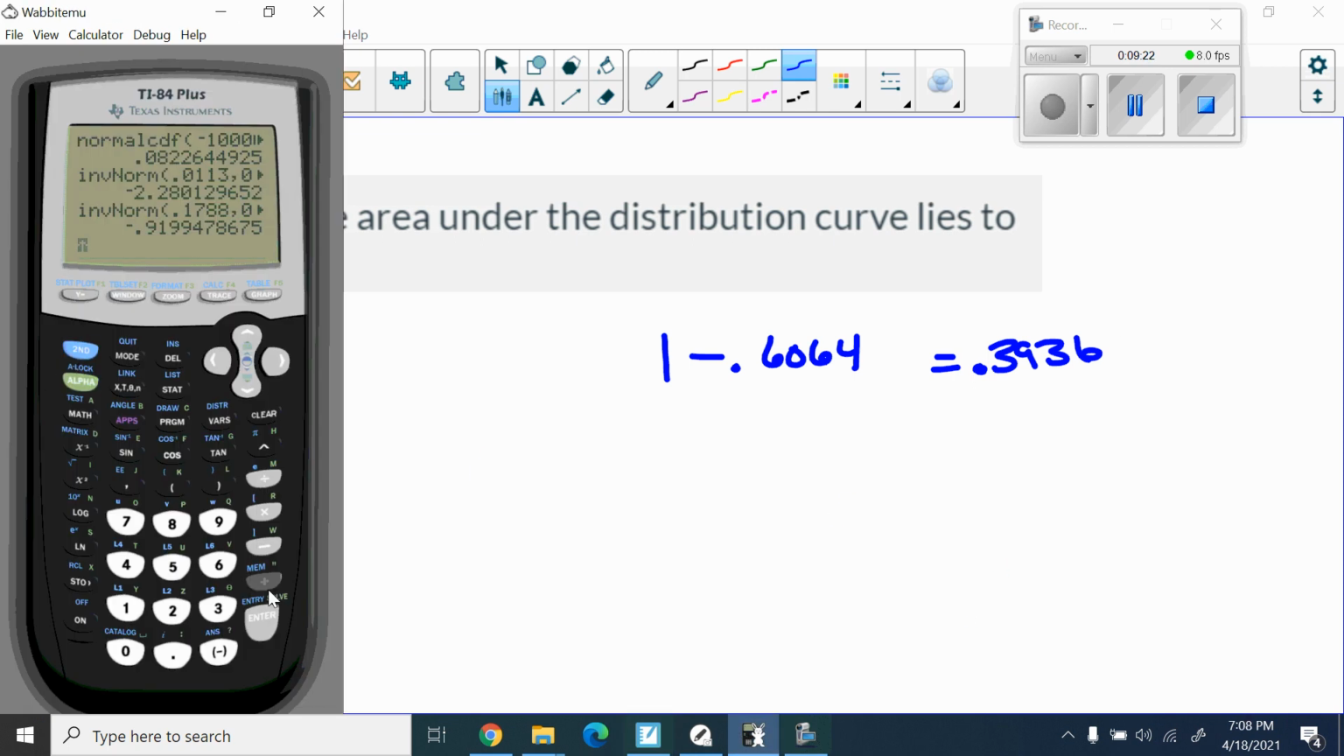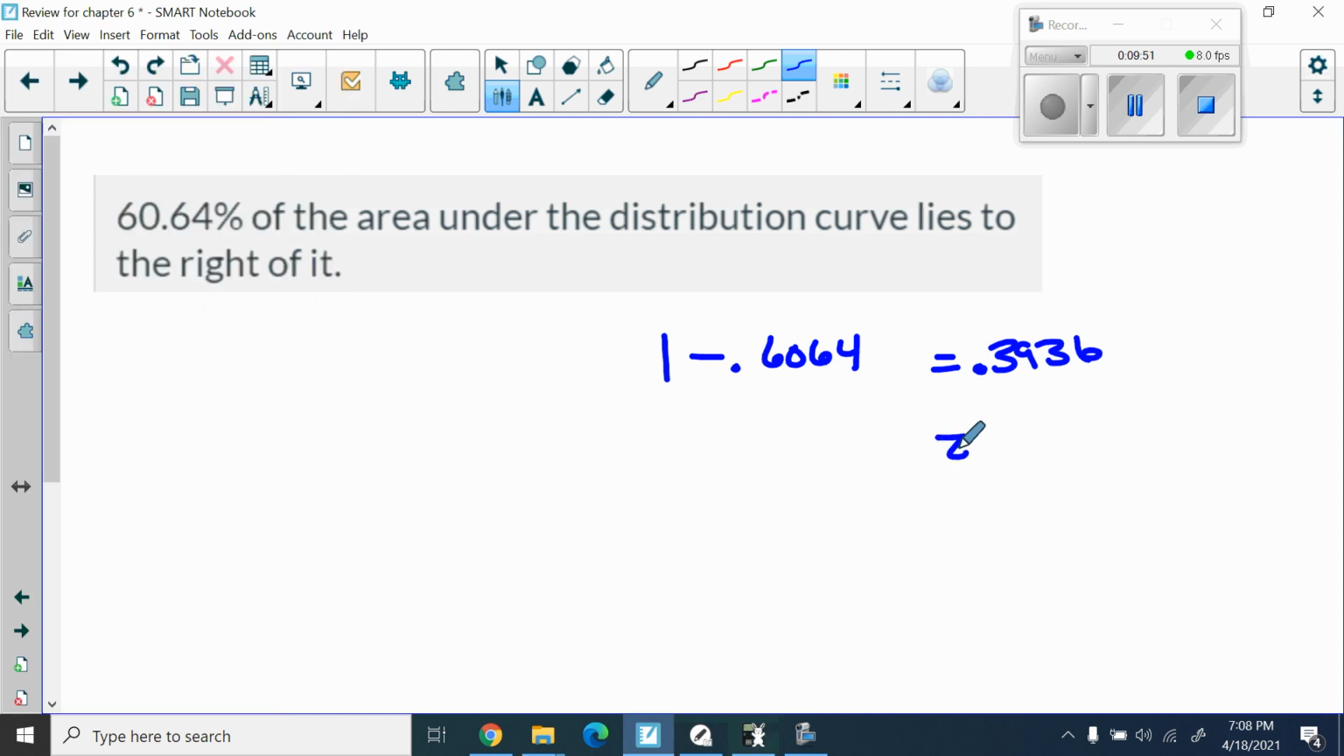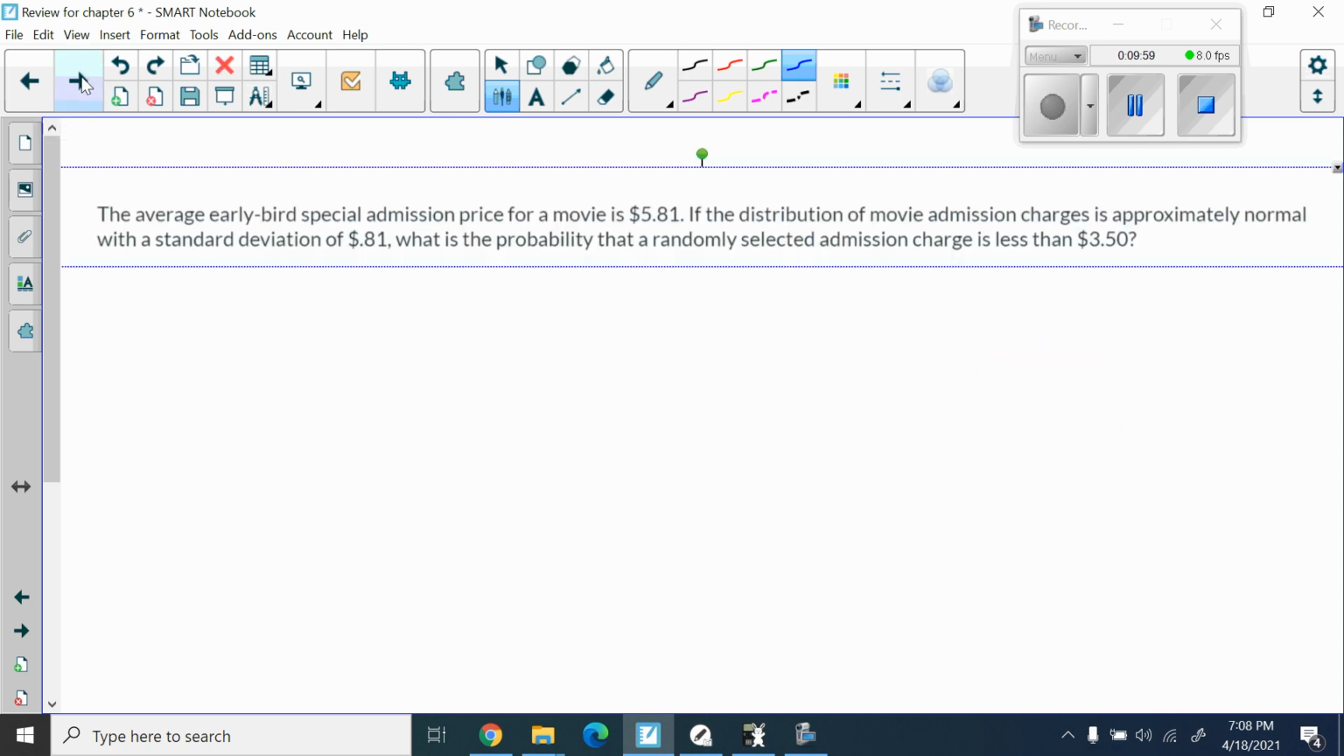So, second, I'm going to just go ahead and clear it real quick. So I'm going to do second vars, inverse norm. I'm doing the area to the left again, which is 0.3936. So then I get a z-score of negative 0.269. So I'm going to do negative 0.27. All right. So that's basically 6.1.